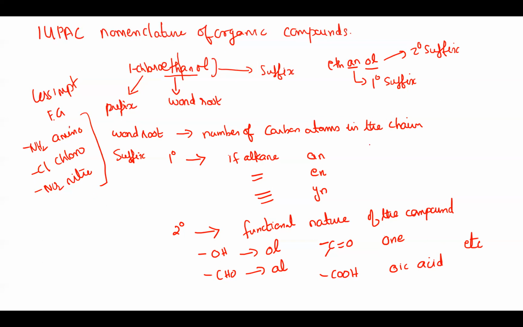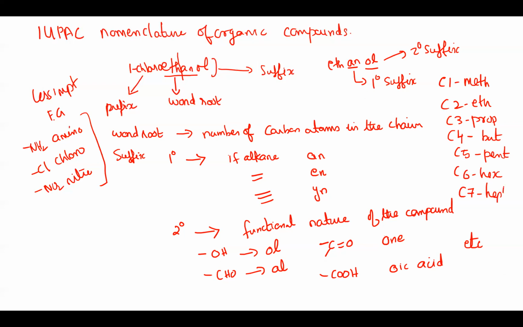If there is only one carbon atom, the word root will be meth. Two carbon atoms, eth. Three carbon atoms, prop. Four carbon atoms, but. Five carbon atoms, pent. Six carbon atoms, hex. Seven, hept. If it is eight, oct. If it is nine, non. And if it is ten, dec.